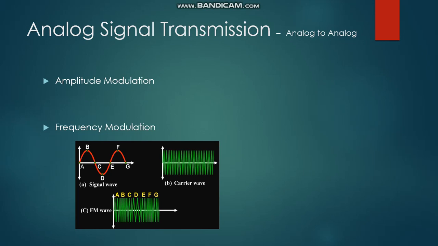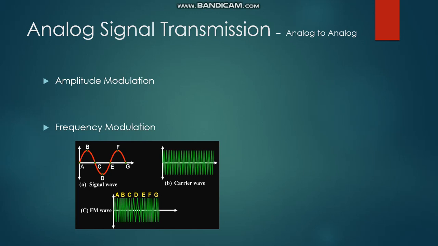Analog signal transmission, amplitude modulation and frequency modulation. Amplitude modulation is when only the amplitude of the carrier wave is changed with the intensity of the signal. Both the positive amplitude and the negative amplitudes are changed in the carrier wave.